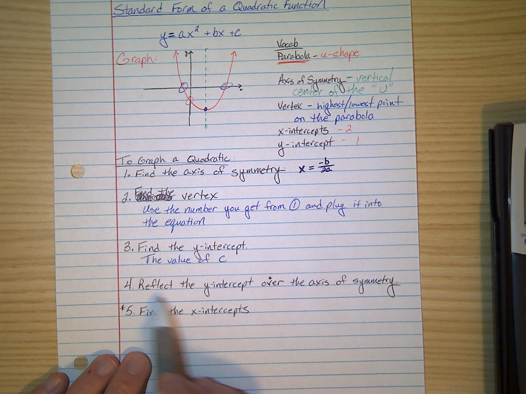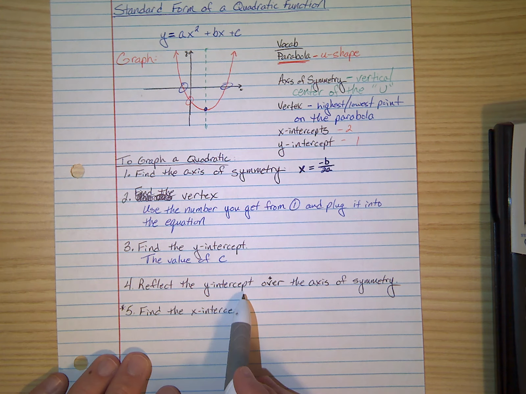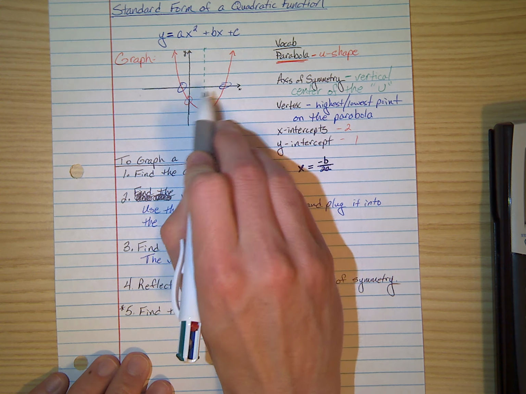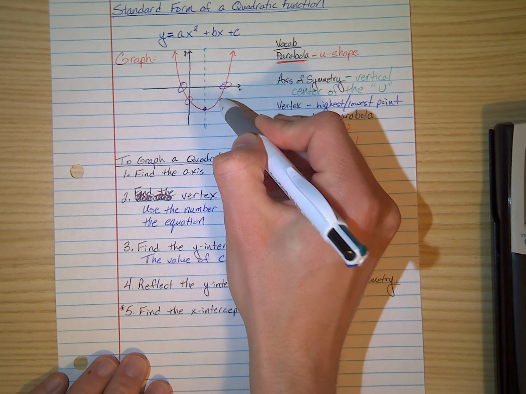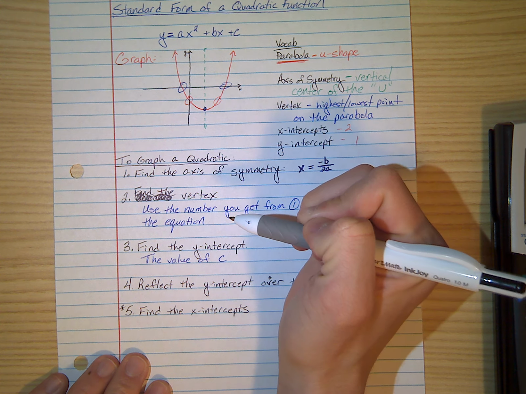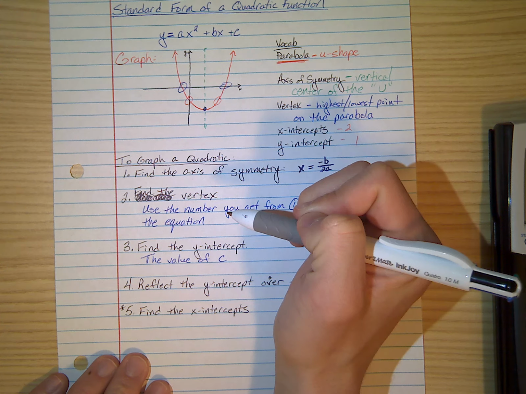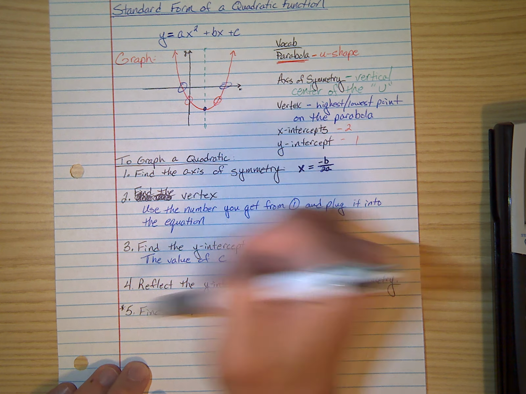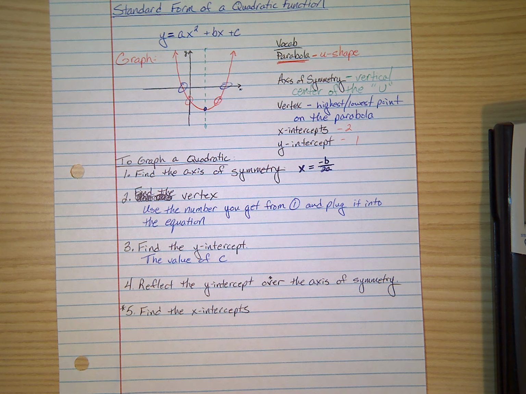And then you are going to reflect this y-intercept over the axis of symmetry. You're going to take this point and you're going to reflect it over the axis of symmetry. Okay, to about right there. And then, like I said, there is step 5, which is to find the x-intercepts. We're not there yet. So we're just going to ignore that for right now. But I just wanted you to have that written down, that there is a 5th step for this.